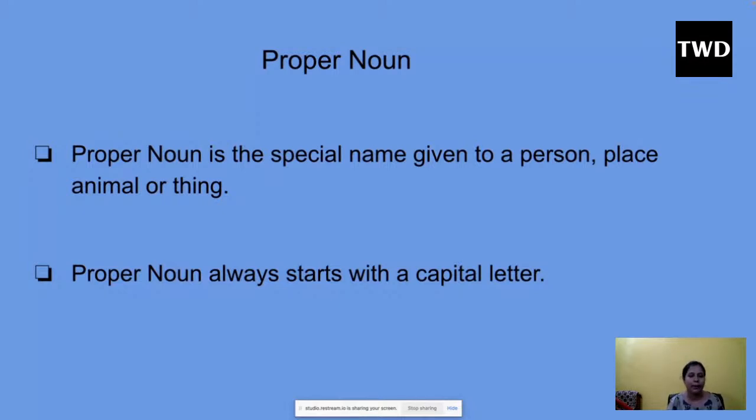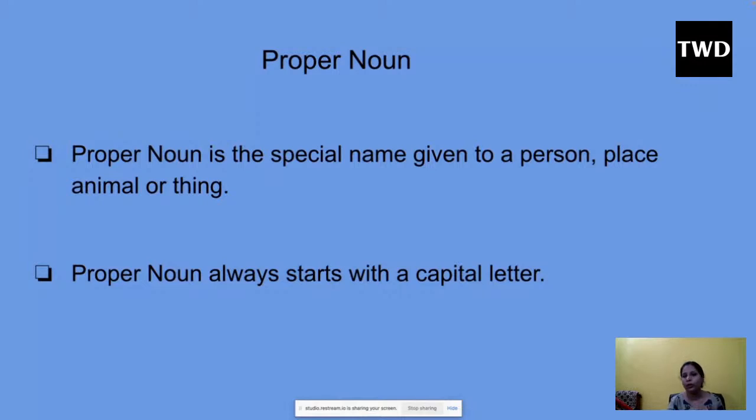Now say for example, if I say hey boy come here, is it Animesh or Divesh or Ananta who is going to come? You people would get confused about whom ma'am is calling, right? So I have to take the specific name of whom I'm calling, and that person would understand and come to me to listen to what I'm telling, right? So a proper noun is a special name given to a person, place, animal, or thing. Here I only gave examples of persons.